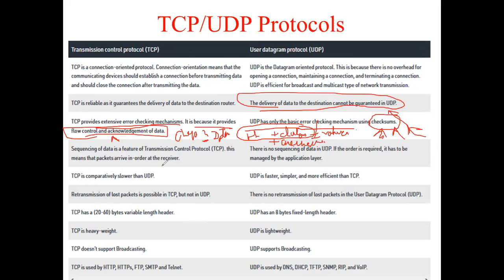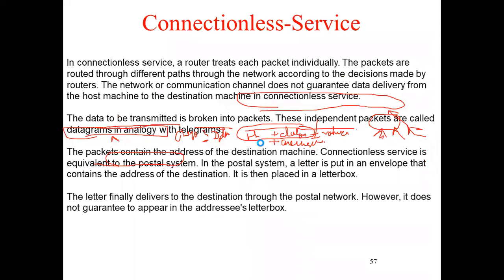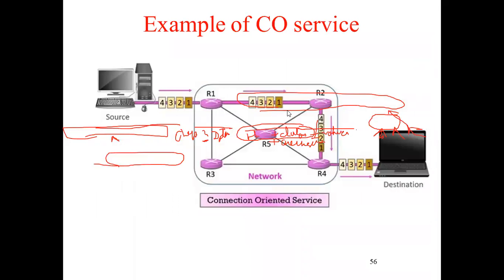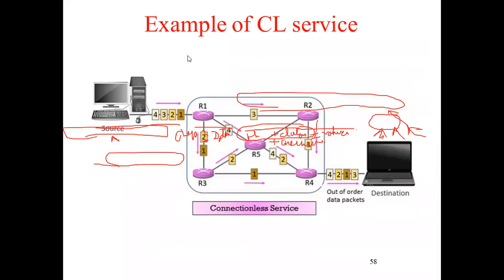So sequencing of data is a feature of TCP, and that means that packets arrive in order at the receiver. As you can see in the diagram, they appear in a sequence, and in the same sequence in which they were transmitted, in that order only they will be received. Whereas in the case of connectionless services, the sequence is different. It can follow any order. Connectionless service is not restricted by the sequence.